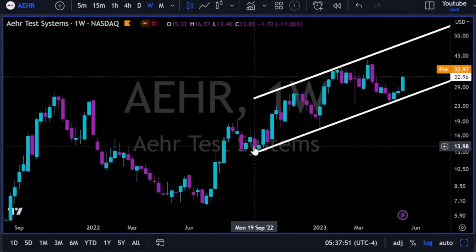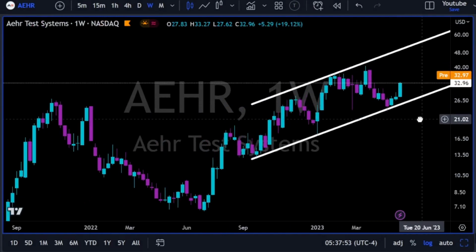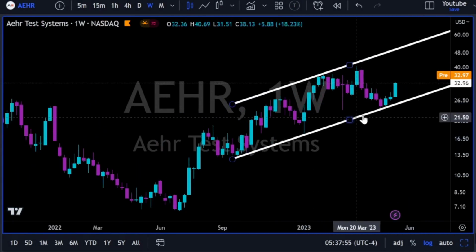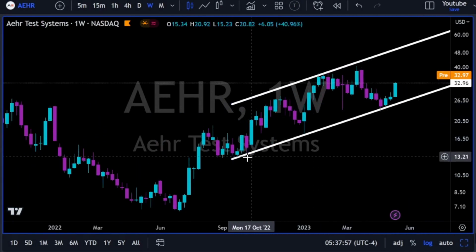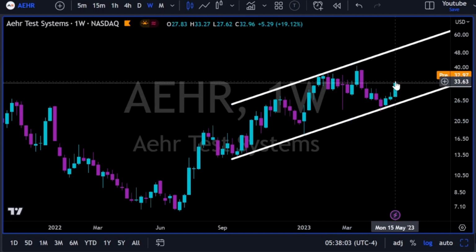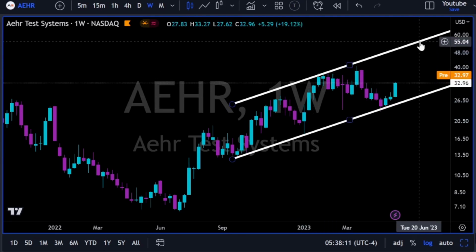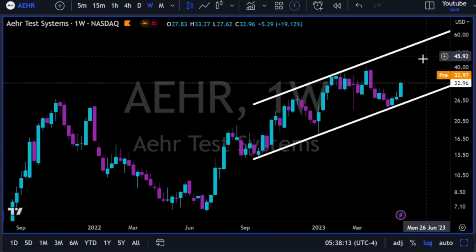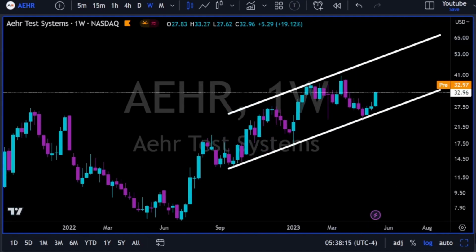AEHR, as we can see, weekly chart. Uptrend until proven otherwise. We have this white lower trend line that holds the higher lows. Now we had a bounce previous week. Let's see continuation towards 3680. Above 3680, we are going towards 51, 54 towards these upper white trend lines.